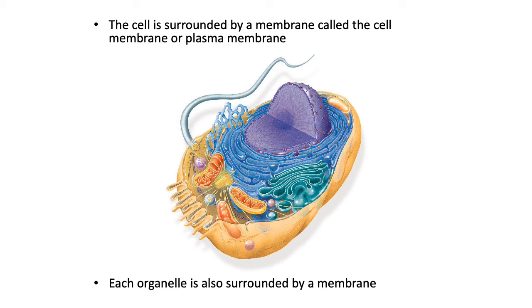So the purplish blue one is the nucleus. It's got a kind of double membrane on the outside. The blue around that is the endoplasmic reticulum. The sort of turquoisey one is the Golgi apparatus. The yellow-orange ones over toward the left are the mitochondria. So lots and lots of membranes on the inside of a eukaryotic cell.